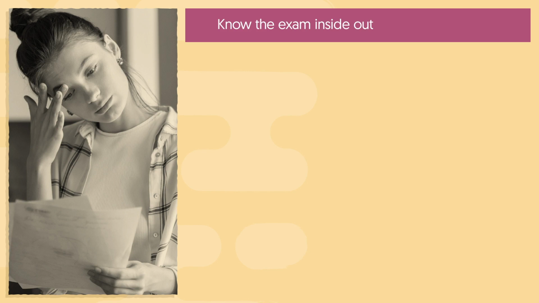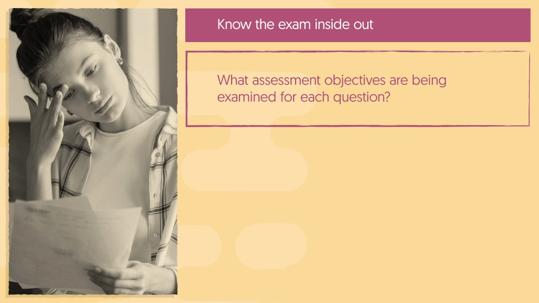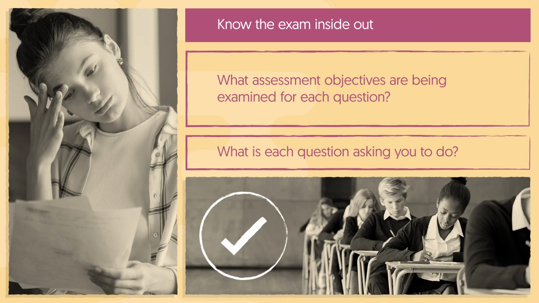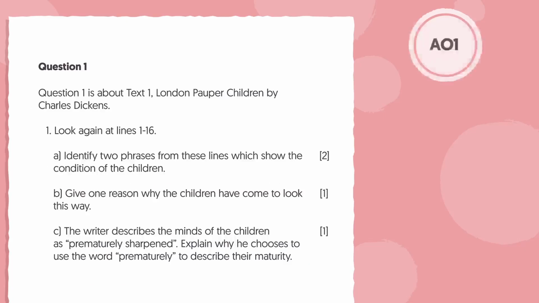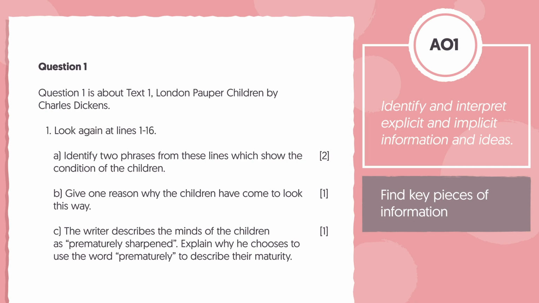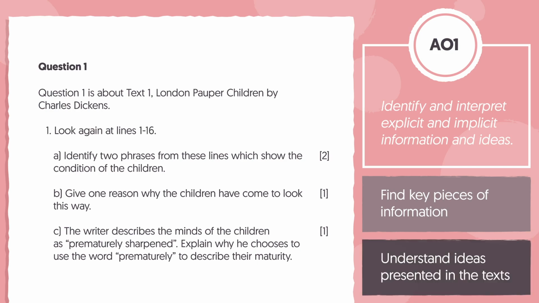Some people find it hard to revise for English language GCSEs, but one of the things that will help you the most is knowing the exam inside out. That means knowing what assessment objectives are being examined for each question and what each question is asking you to do. Learn this before you go into the exam and you're off to a really good start. So for question 1, you're being assessed on AO1. That's your ability to identify and interpret explicit and implicit information and ideas. That means that the examiner wants you to find key pieces of information and to show you understand ideas that are presented in the texts.